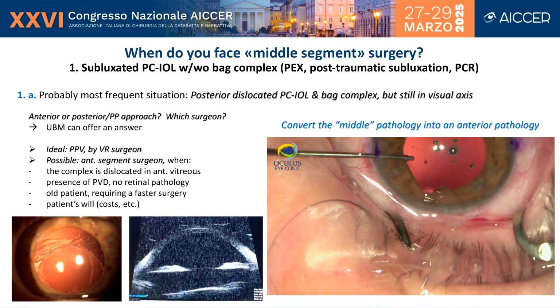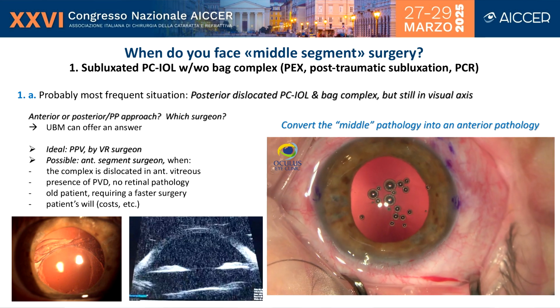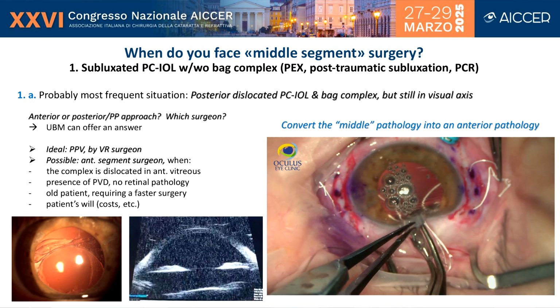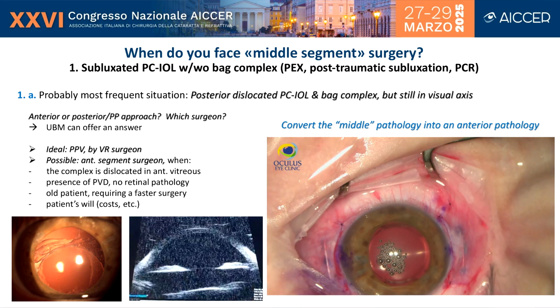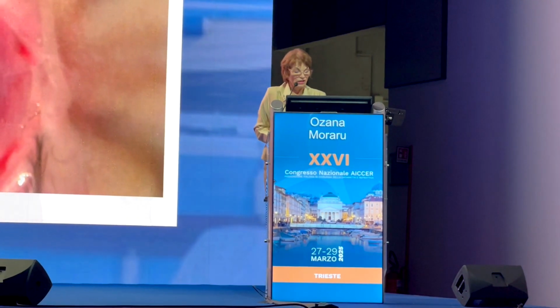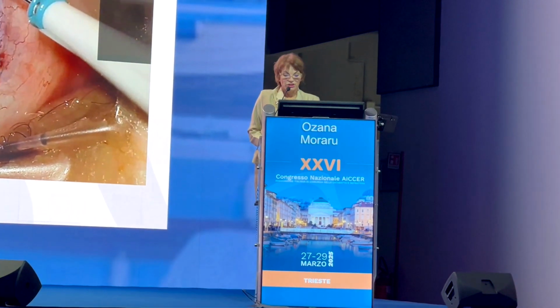In this case, I did an anterior approach with infusion in the pars-plana. Vitrectomy is done via paracentesis, although it can be done through another sclerostomy and trocar for 25 gauge sclerostomy, and this is my preferred technique for solving the aphakia. So we convert the middle pathology into an anterior pathology, as you just saw.